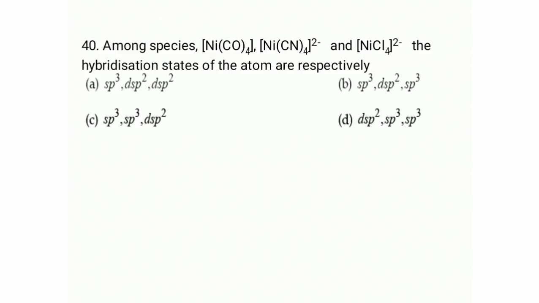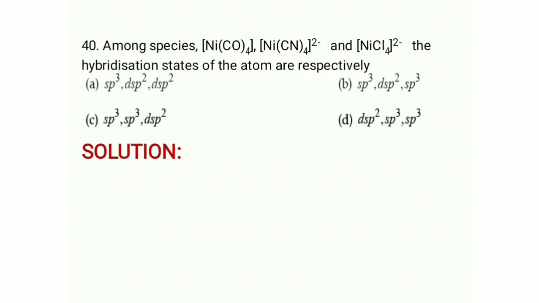Then, among the species Ni(CO)4, [Ni(CN)4]2-, and [NiCl4]2-, what are the hybridization states of the nickel atom? Here one thing is very important. Remember, CO is a strong ligand, no doubt. CN is also a strong ligand, no doubt. I told you strong ligands always give rise to d hybridization. First start with CN: dsp2. Two options are left. And Cl, remember Cl is a weak ligand, so it should always be sp3. Hence definitely the answer should be B.